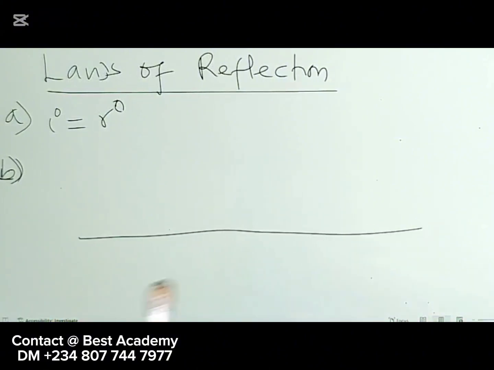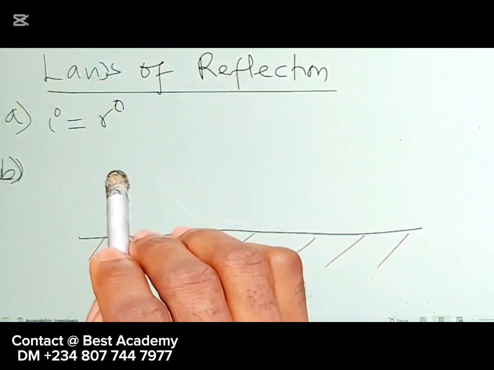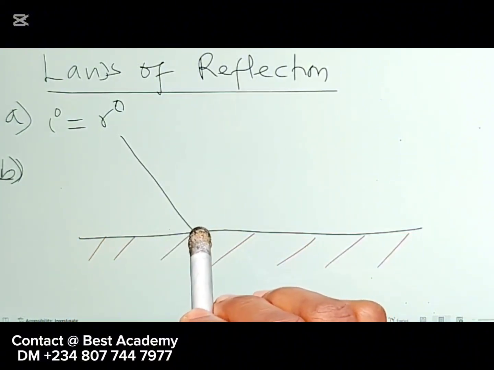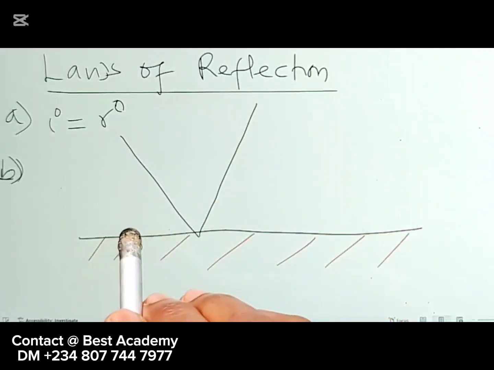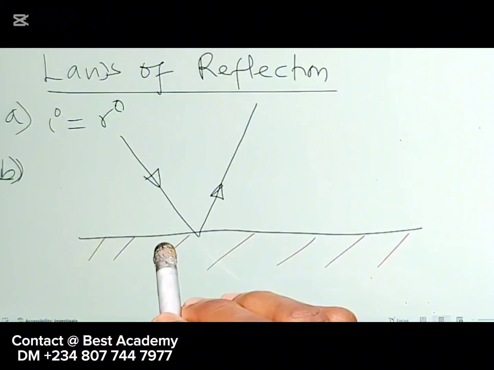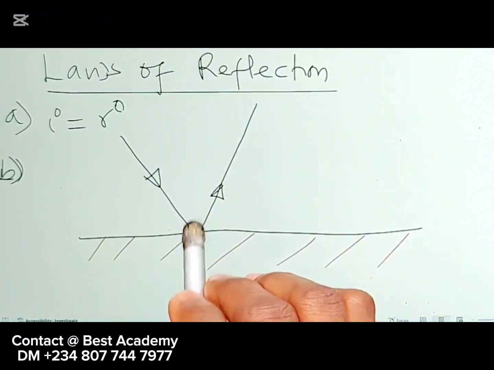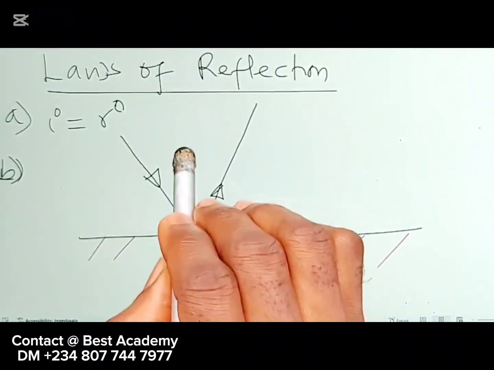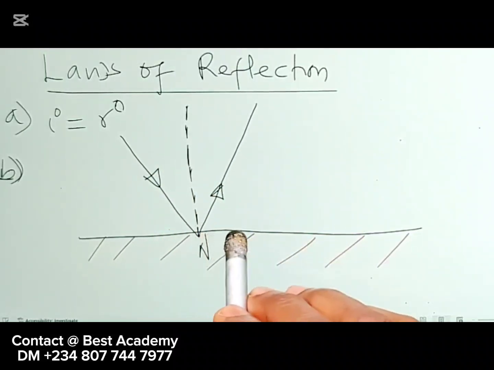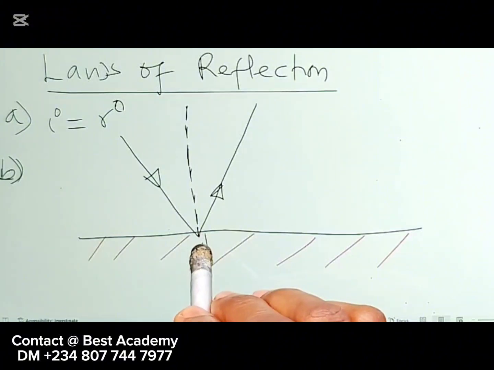If I have a smooth surface, for example a mirror, and there's a ray that is incident on this mirror, there'll be a bounce back, which is said to be reflection. So I have this to be the incident, and this to be the reflection. There'll be a line here, perpendicular. Please take note, we call this perpendicular line the normal.